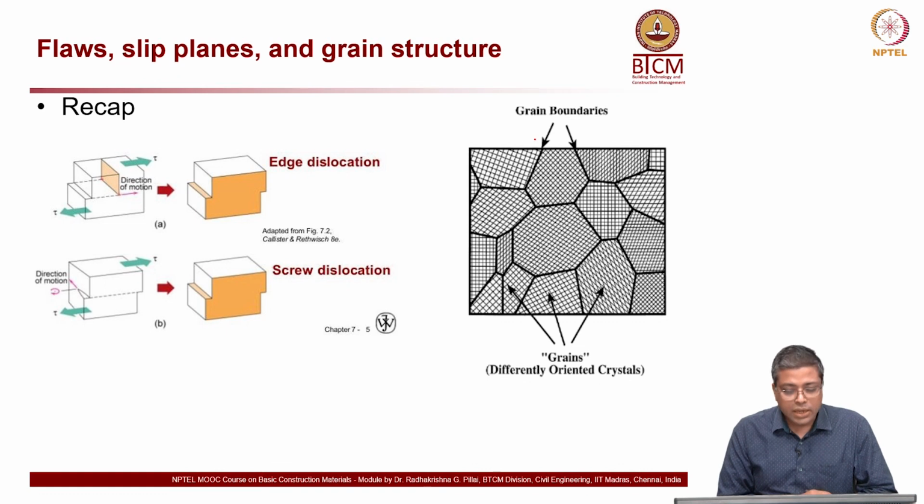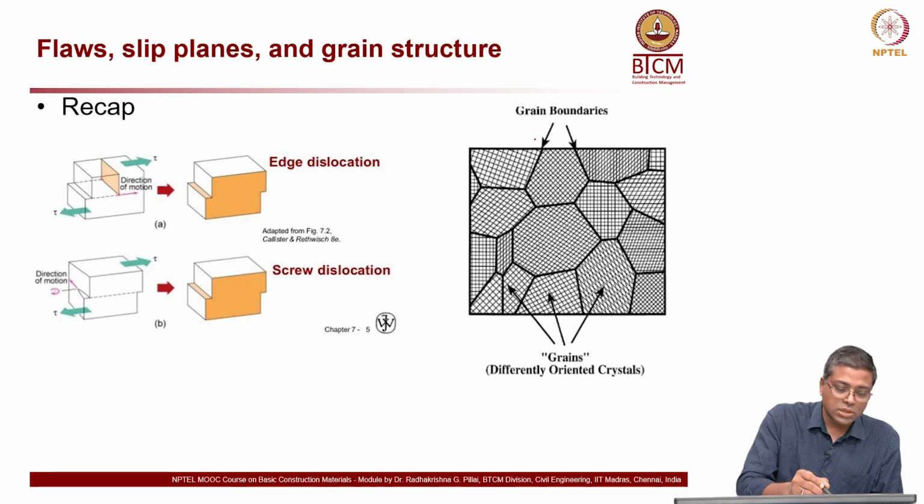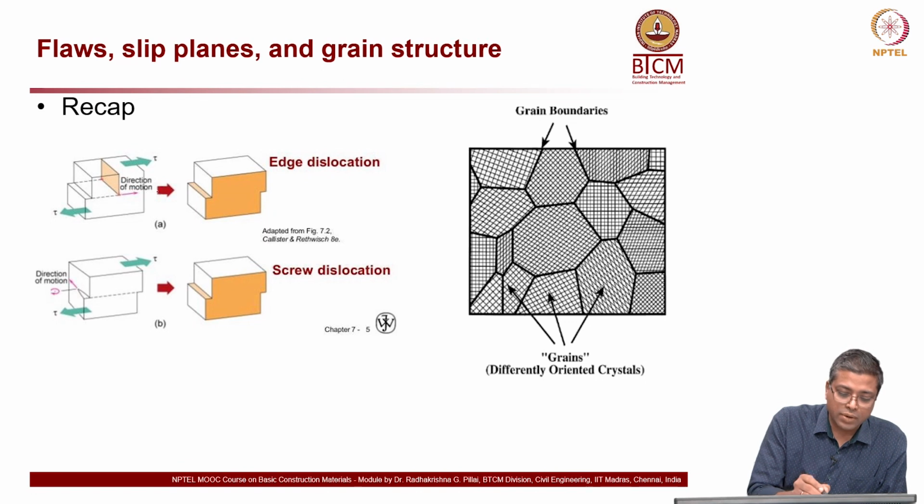Now, let's recap what we talked about in the last class lecture. We talked about flaws or slip planes or line defect dislocations with edge and screw dislocation, and in this class earlier we talked about grain structure also. So, just to recap, you have dislocations.